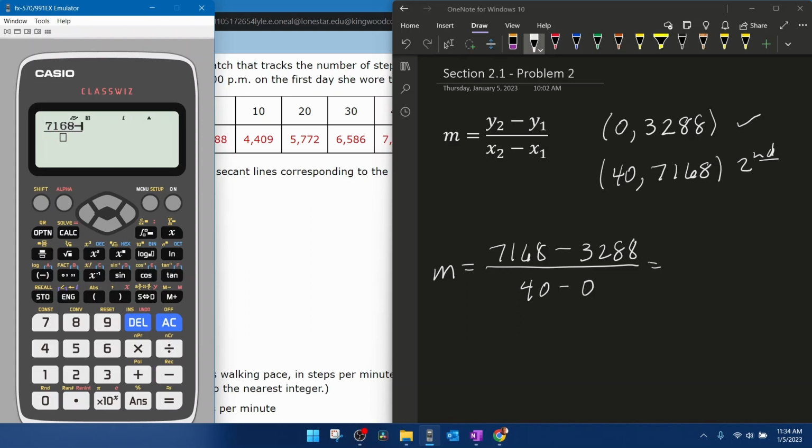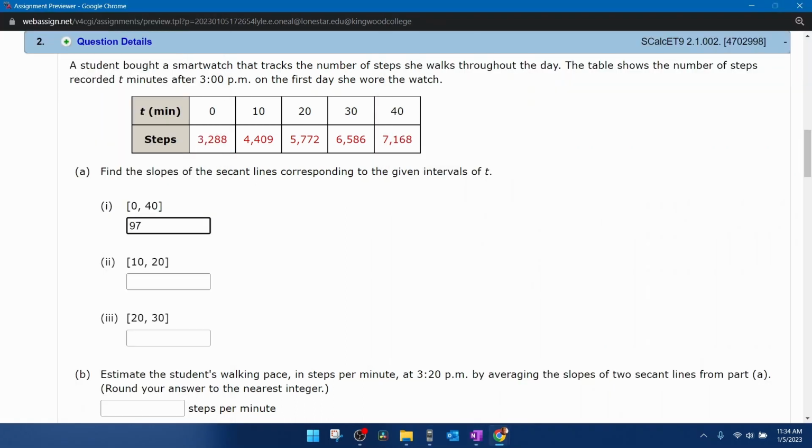7,168 minus 3,288 all over 40 minus 0, which is just 40. I can just input 40. And we get a whole number, 97. That is the slope of that secant line. I think it's important to throw in what that actually represents. That's the average number of steps she took per minute from 0 to 40.